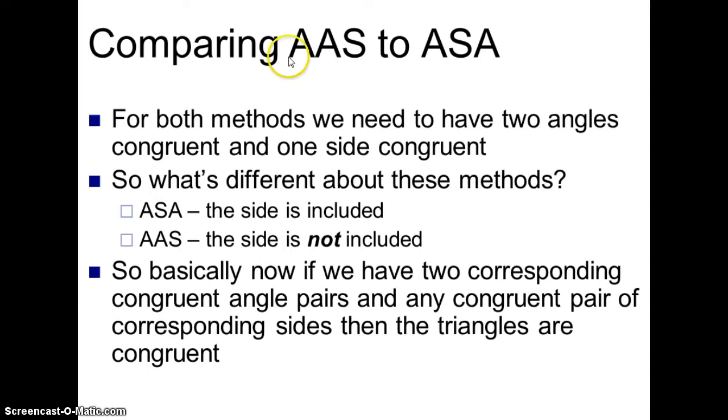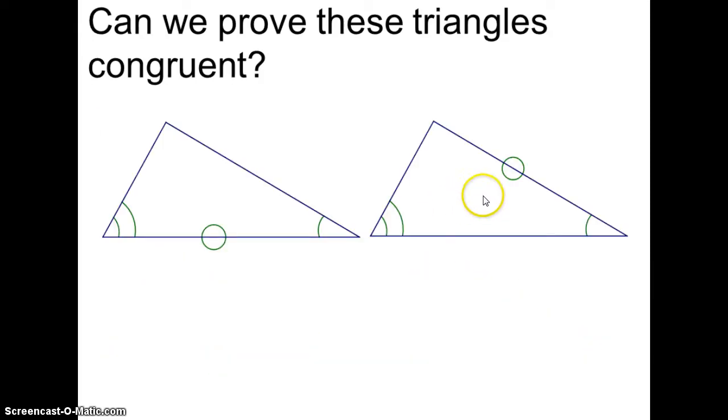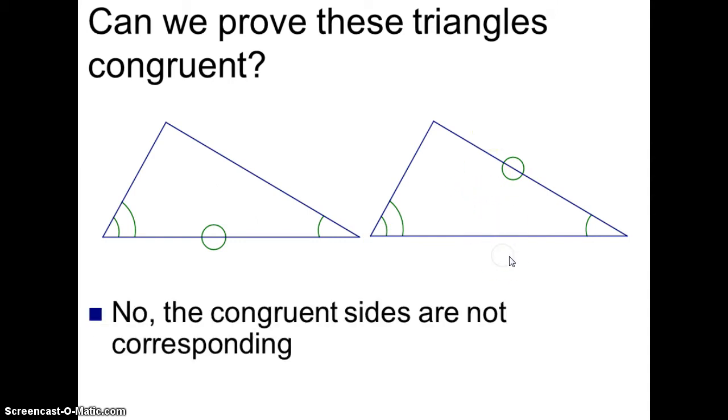So now we know if we have two pairs of angles congruent and a pair of corresponding sides that match up in a particular way, then the triangles will be congruent. So we want to figure out if we can prove these triangles congruent or not. So it seems to me like we've got one pair of angles here, another pair of angles here, but the sides don't really match up to where we want them to be. This triangle on the left looks like it's going to be an angle side angle relationship. The triangle over here on the right looks like it's going to be an angle angle side relationship. So can we prove them congruent? Well, no. The congruent sides are not corresponding. They're not in the same location.